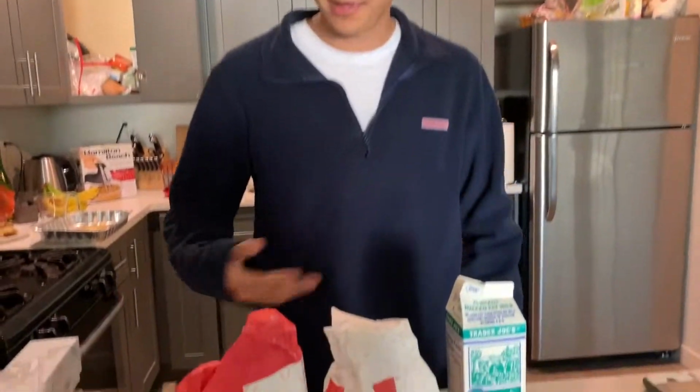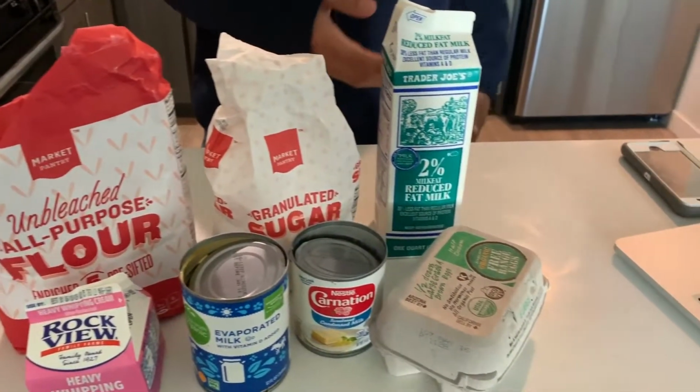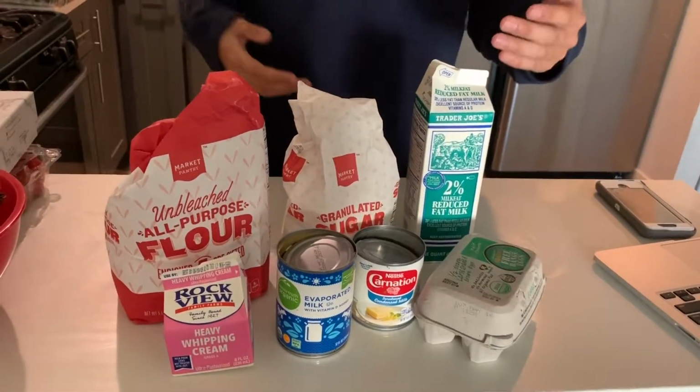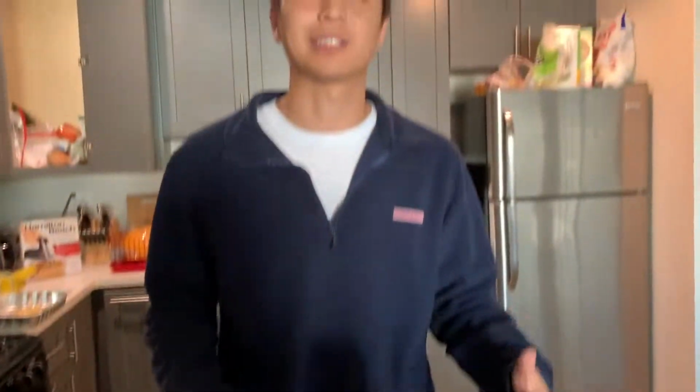The first step of creating tres leches is acquiring all of the ingredients. For today's recipe, we have some flour, some sugar, some milk, just to create the base of the cake, along with heavy cream, condensed milk, and evaporated milk to create our tres leches mixtures.